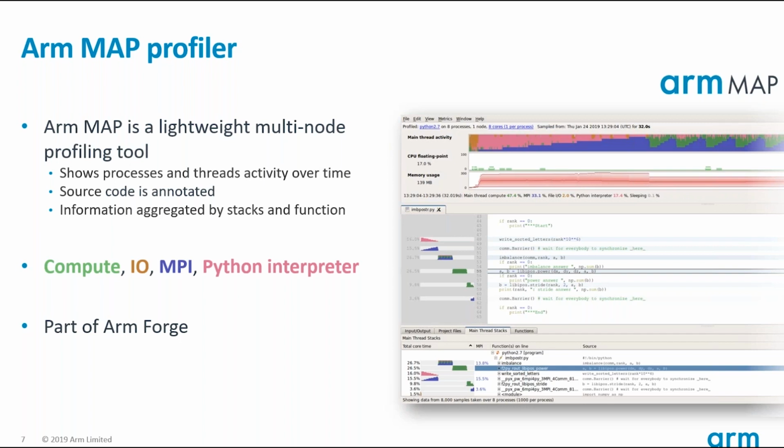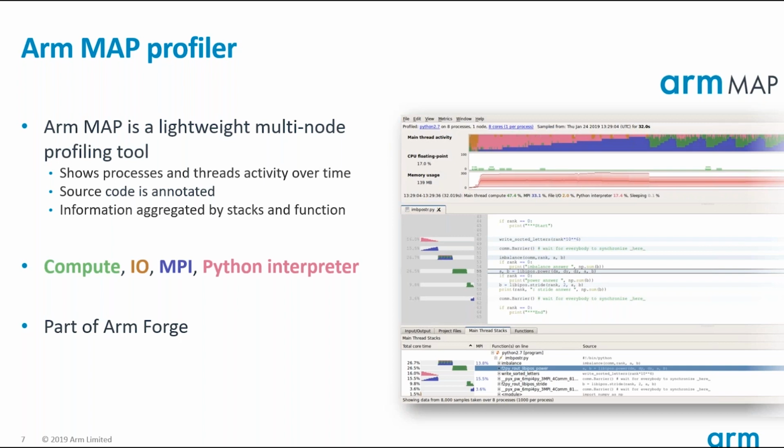The GUI here displays the application activity per process for an MPI application, or per thread for OpenMP, in the timeline on top. The color specifies the kind of activity the application performs. It will be displayed in green for computations, orange for IOs, blue for MPI communications, and since version 19.0 of MAP, it will use pink color for sections of code executed by the Python interpreter.